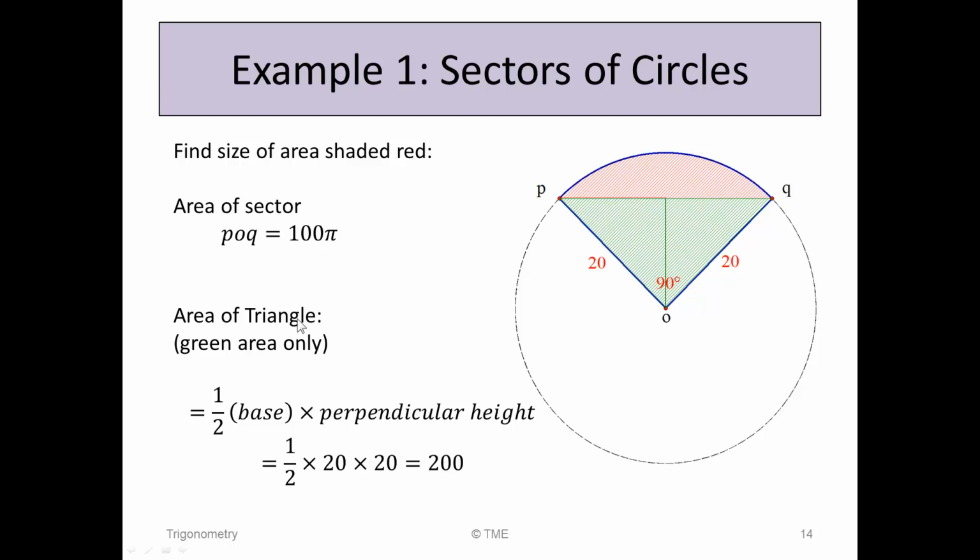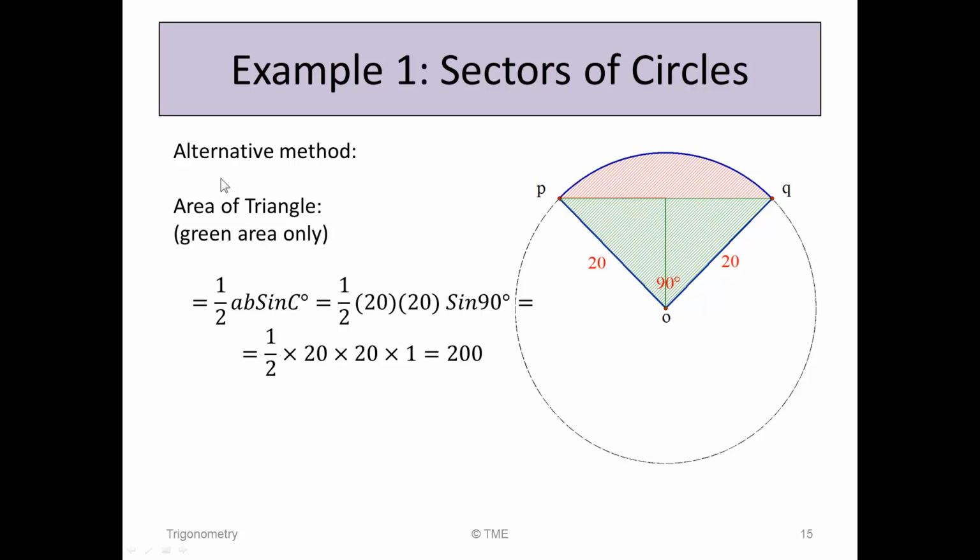Now let's look at the area of a triangle. This is just the green area here. This is an isosceles triangle because both sides, the 20 and the 20, are the same. Also, usefully, this is a 90-degree angle, so this line here is perpendicular to this. So if this were the base, this would be the perpendicular height. To find the area of the triangle, we can use the formula half the base by the perpendicular height. In this case, half the base, which is the radius here, times the perpendicular height, half 20 by 20. And that's a total of 200.